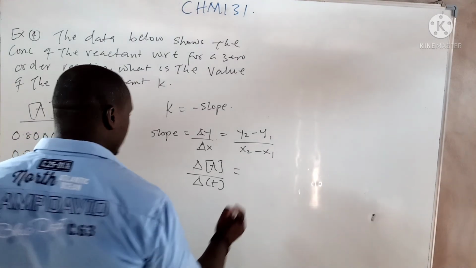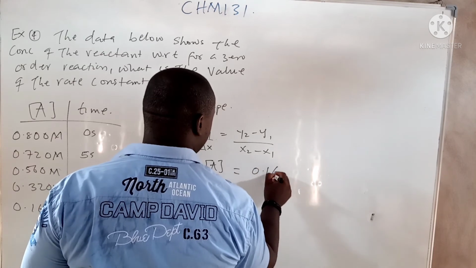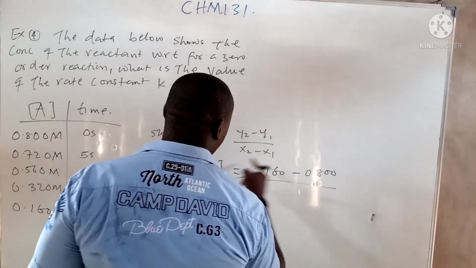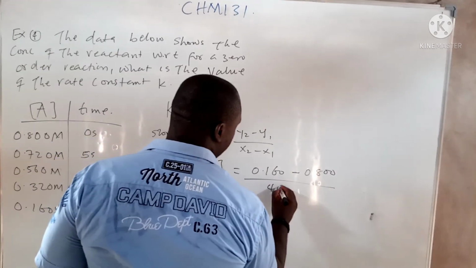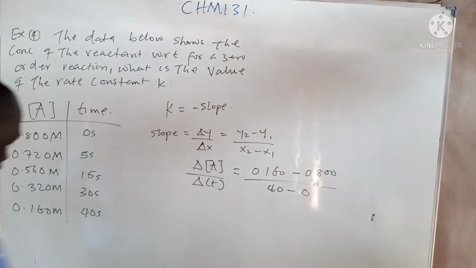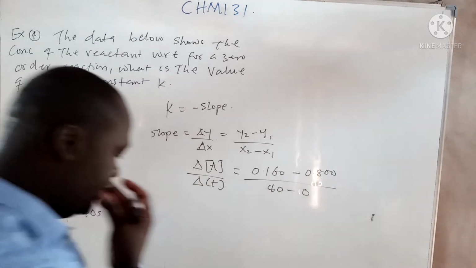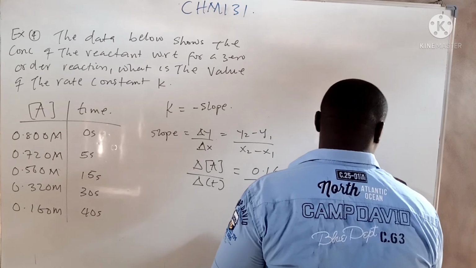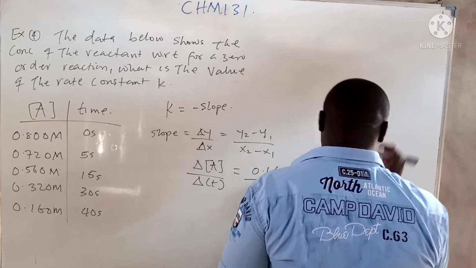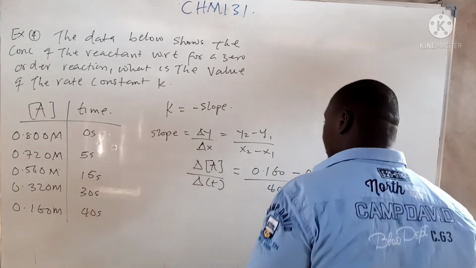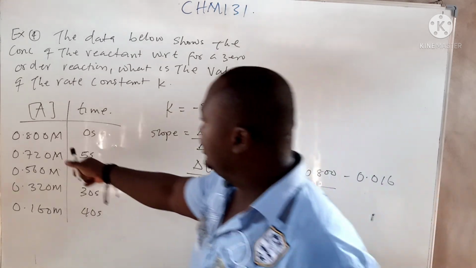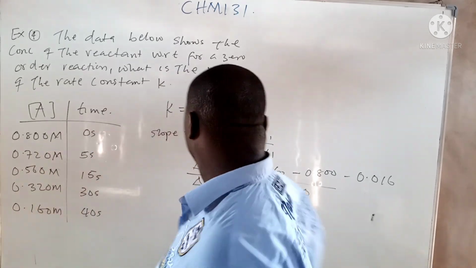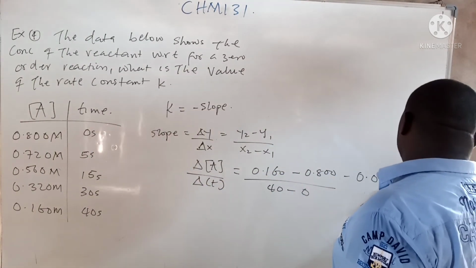So this will give you 0.160 minus 0.800, all over what is your time difference? 40 minus 0. Now, if you punch it and divide it, you should get minus 0.016. And remember, the SI unit here is molarity, here is seconds. So the SI unit here is molarity per second.